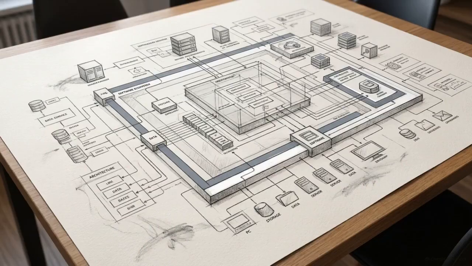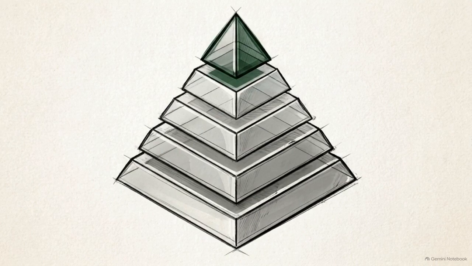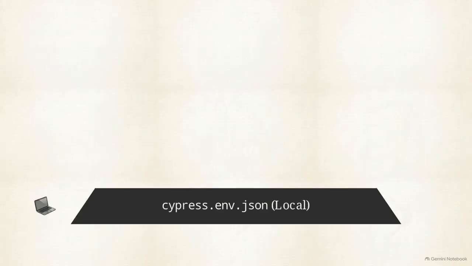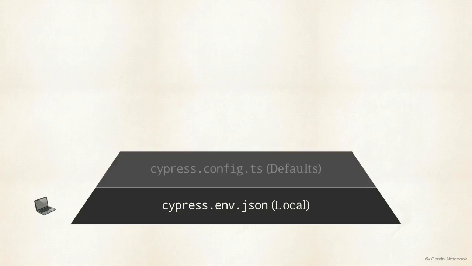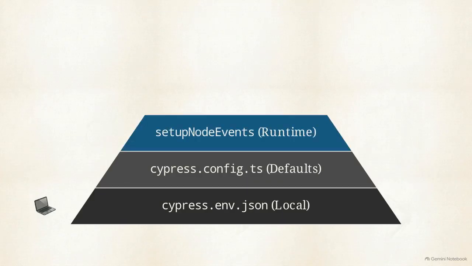The foundation of an enterprise suite is understanding how Cypress resolves settings. It prioritizes configuration in a rigid, non-negotiable 5-tier hierarchy. At the absolute base is cypress.env.json. This file is strictly for local, git-ignored developer overrides, ensuring personal setups never leak into production. Above that is cypress.config.ts, which serves as the permanent source of truth for repository-wide defaults.